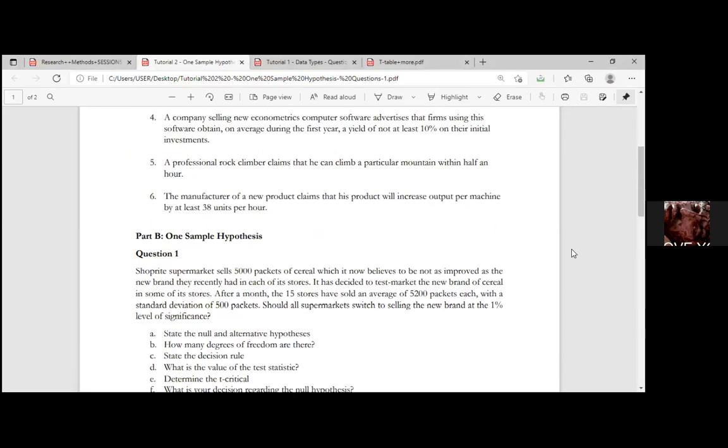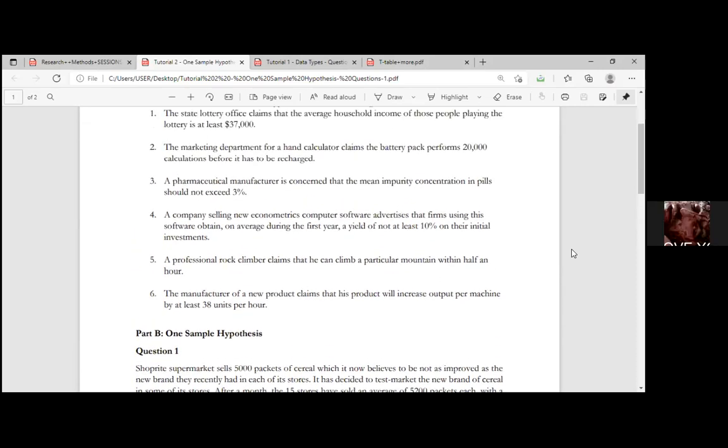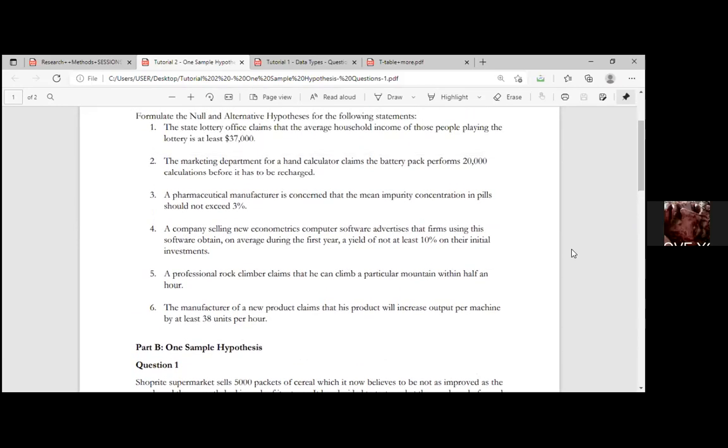Ask for questions, I know you can do it. So let's solve one full question. Sir, please come again with question 5, I didn't understand what you said. A professional rock climber claims that he can climb a particular mountain within half an hour. So the word here is within. That's a key word that corresponds to a sign, and that is less than or equal to. So whenever we see within, it's less than or equal to. Exactly. Okay, thank you.